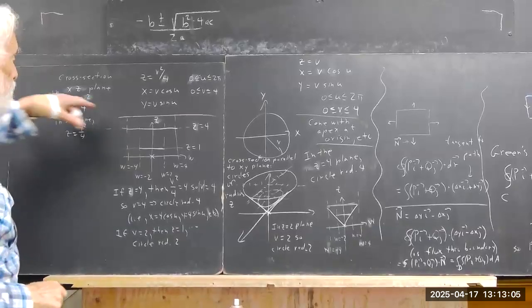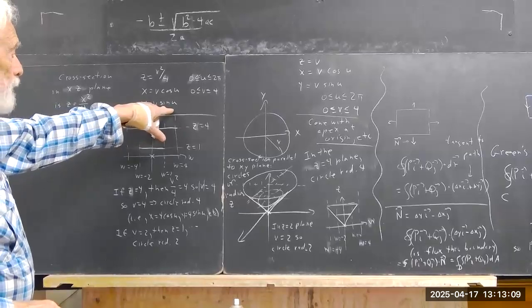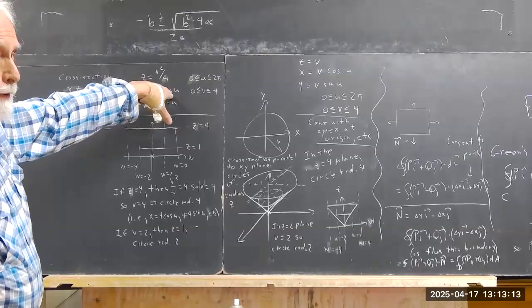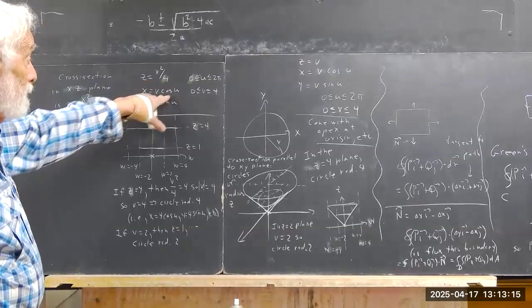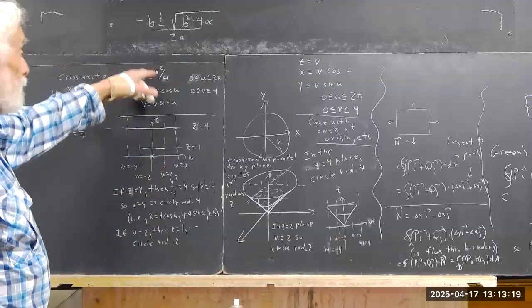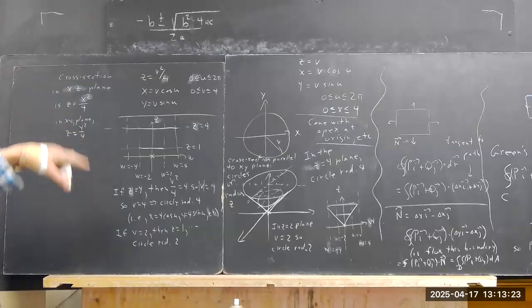Because in the XZ plane, Y is 0, which means that the sine of U is 0, so the cosine of U is 1. So X equals V. So that V squared over 4 is X squared over 4. Understand that argument? That makes sense?